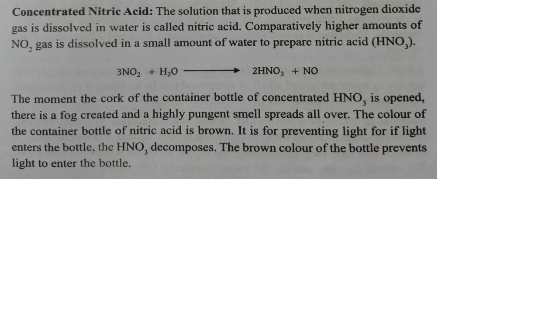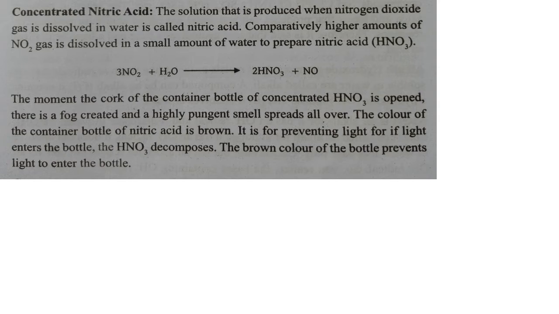Concentrated nitric acid. The solution that is produced when nitrogen dioxide gas is dissolved in water is called nitric acid. Comparatively higher amounts of nitrogen dioxide gas is dissolved in a small amount of water to prepare nitric acid. 3 nitrogen dioxide plus water produces 2 nitric acid plus nitric oxide.